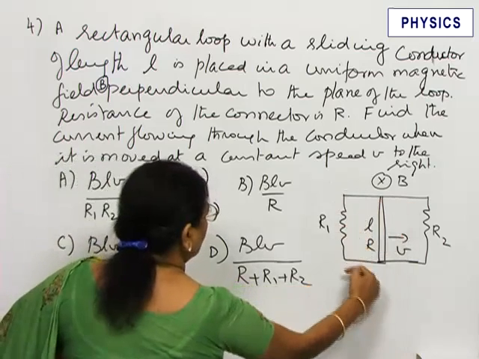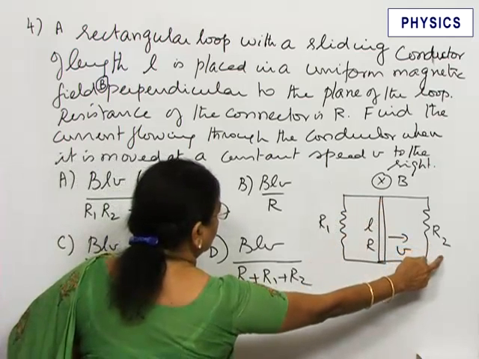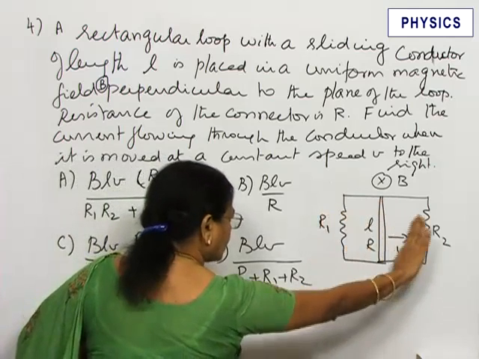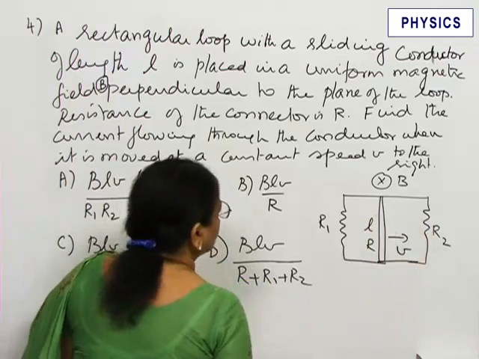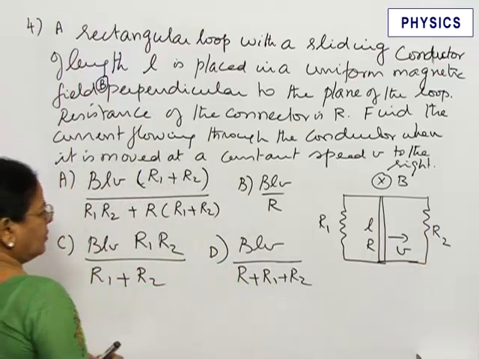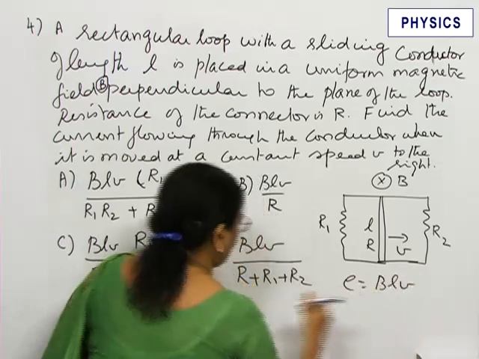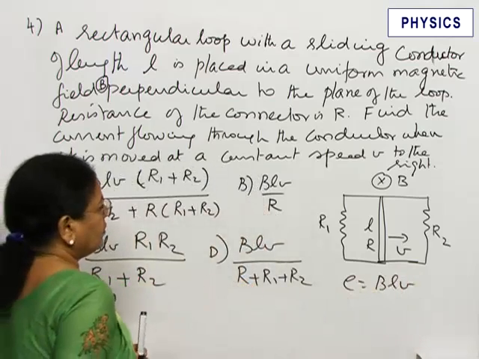So this is a rectangular loop. The resistance of the left side is R1. Resistance of the right side is R2. The connector is moved like this. Therefore, a motional EMF E equal to BLV will be generated in the connector. So the connector is now a source of EMF.